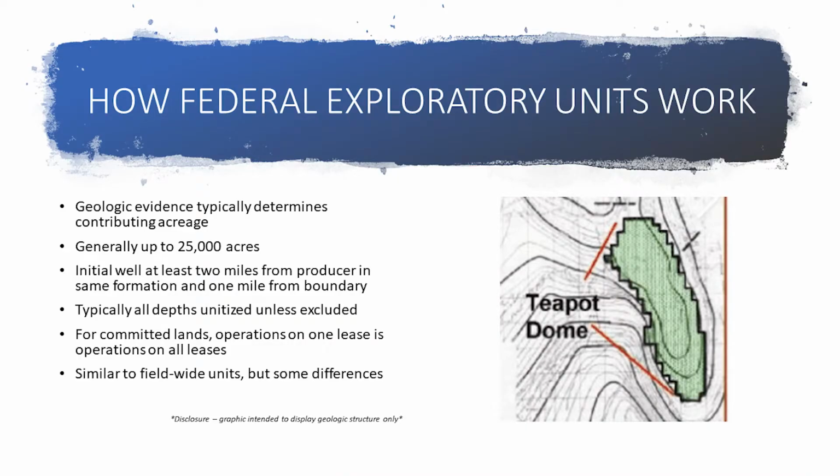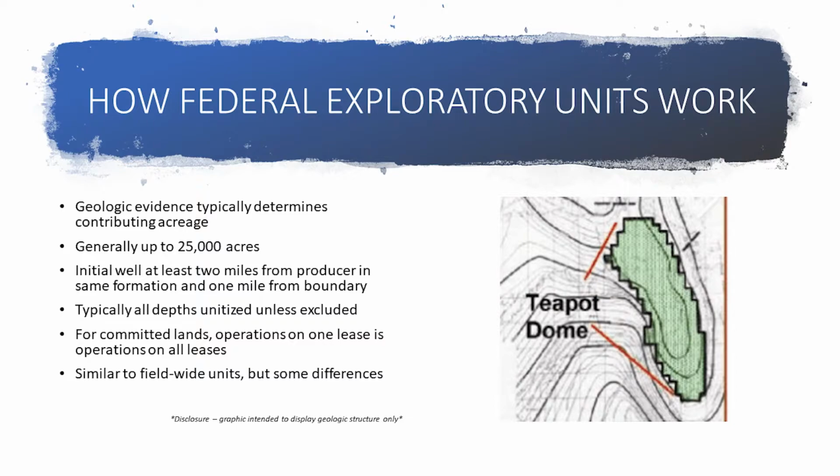So how they work, and I put a note on the bottom here, full disclosure, the Teapot Dome, this is meant just to be a reference to show geological structure, not a federal unit, and is typically driven by geologic evidence. It can be up to 25,000 acres, so if we do the math on that, a standard section in the Jeffersonian system of a mile by a mile, you could have up to, let's say 39 sections that could be held by federal unit operations.